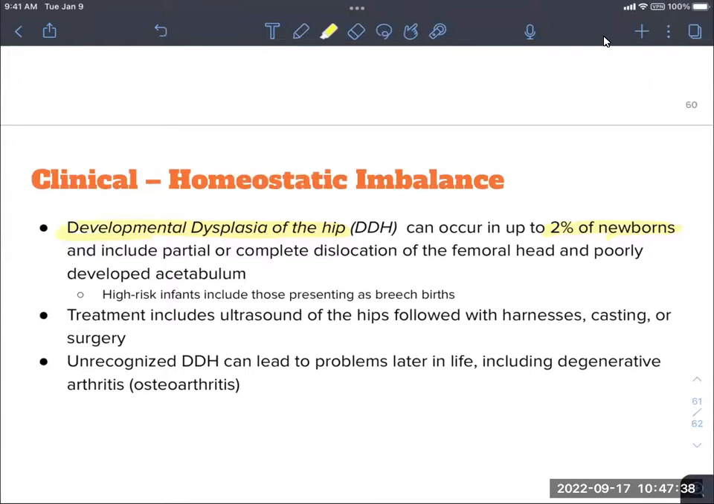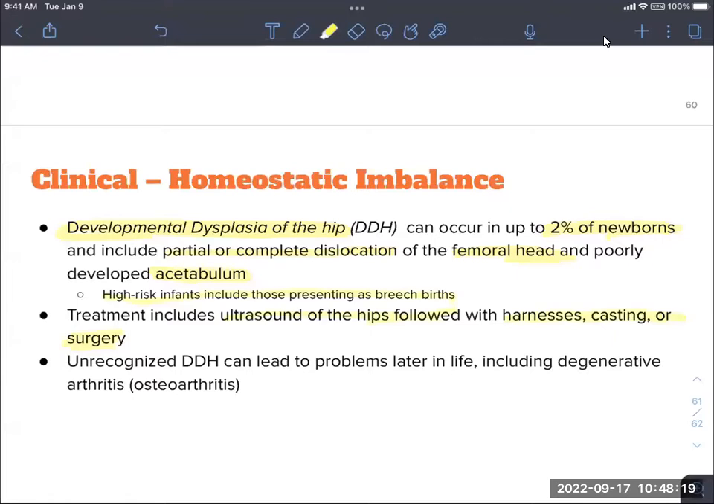So it can result in a partial or a complete dislocation. So that the head of the femur and that acetabulum, when they develop, it doesn't develop very well. So it's actually found in infants that have a breech, presenting as a breech birth. That's not good. So they usually have to ultrasound the hips. They have to wear some kind of harness, casting, or they end up with surgery.